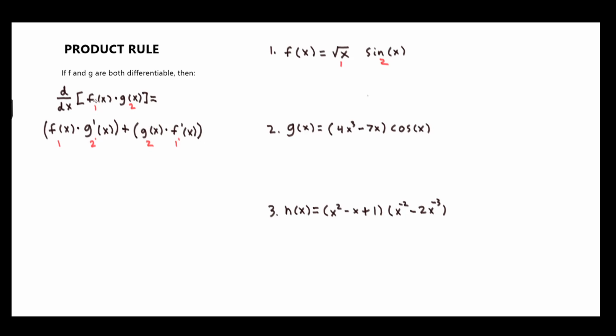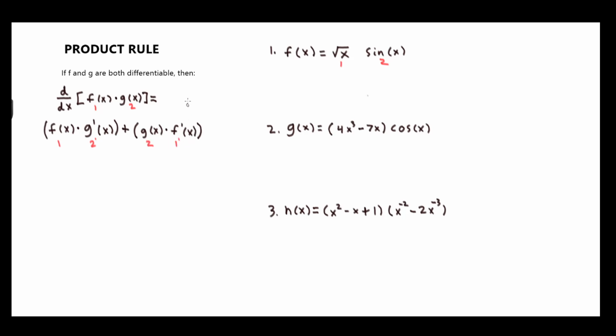So let's say that the function of f of x is function 1, and the function of g of x is function 2. In this formula, essentially, we'll just take our first term and then multiply it by the derivative of the second term, and then we add the function of the second term that's being multiplied by the derivative of the first term.